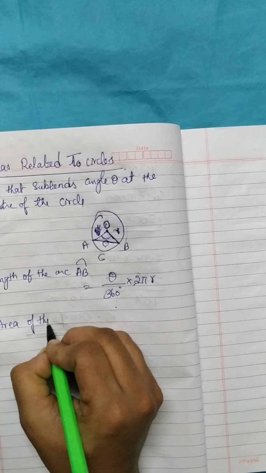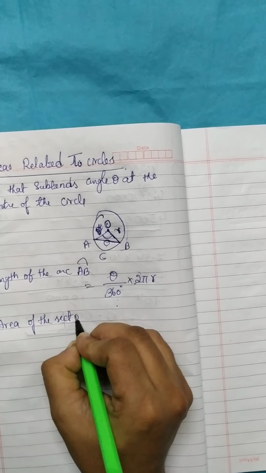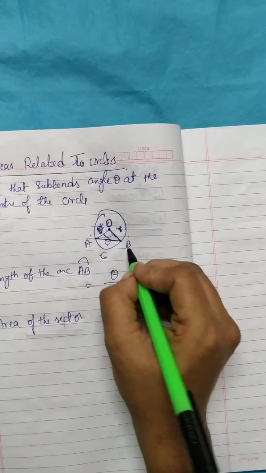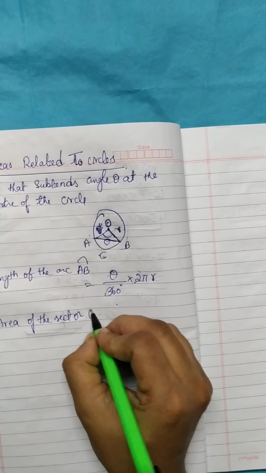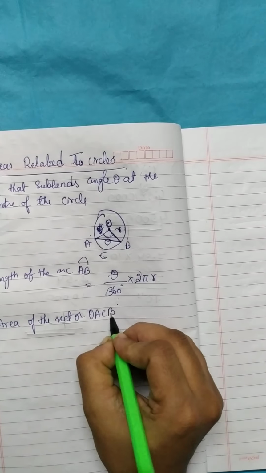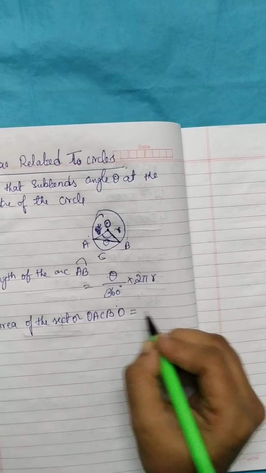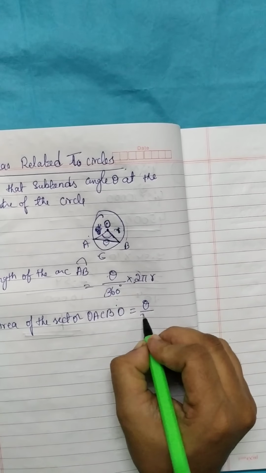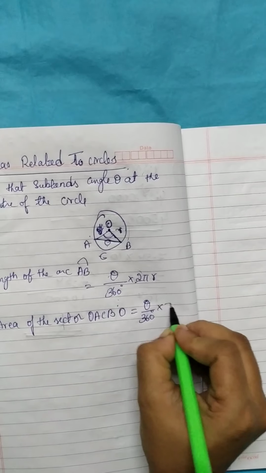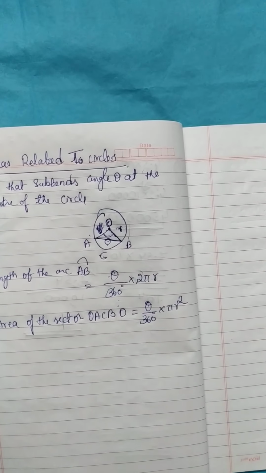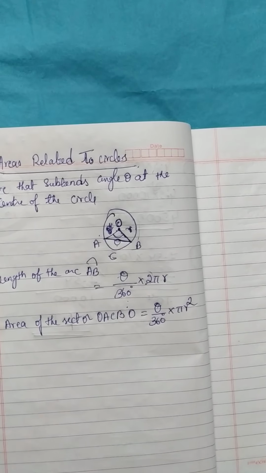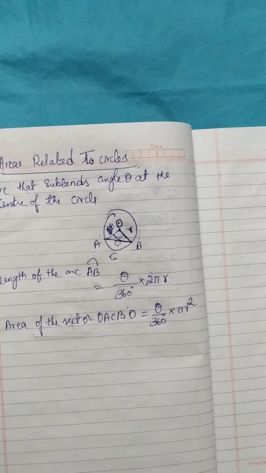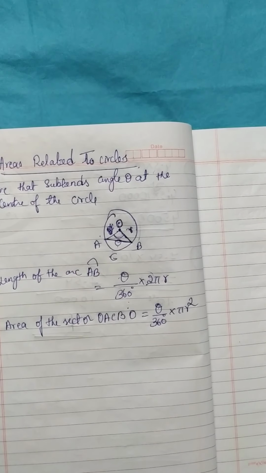Area of the sector OACBO. To find it out, what you have to do is theta by 360 degree into pi r square. So these two formulas you have to keep in mind properly when you work out the next exercise.